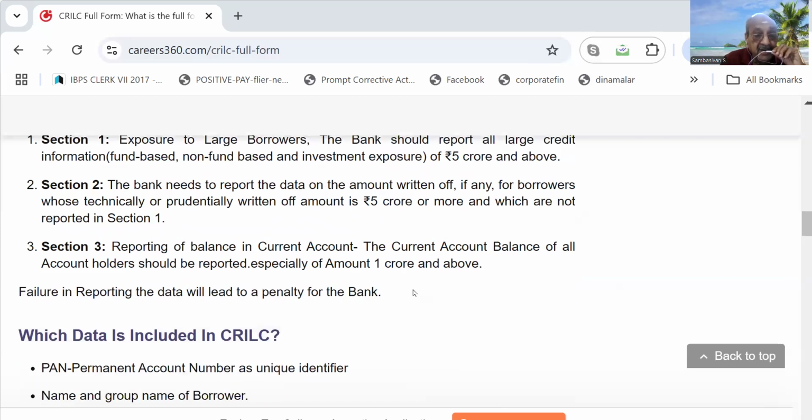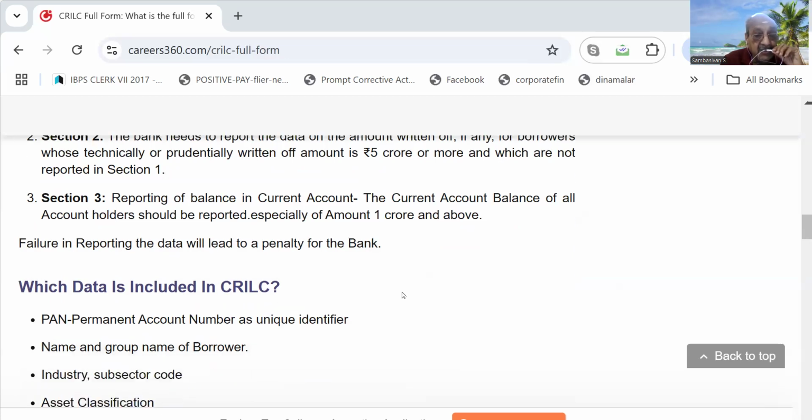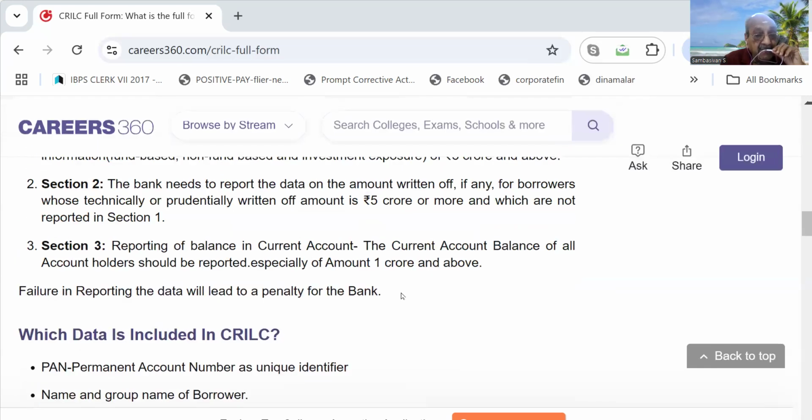Section 3, reporting of balance in current account. The current account balance of all account holders should be reported, especially of amount 1 crore and above. Failure in reporting the data will lead to a penalty for the bank.